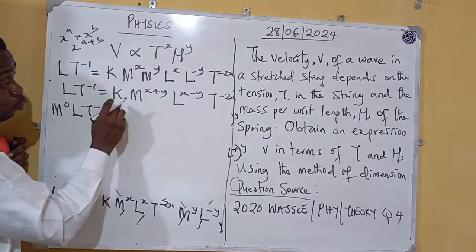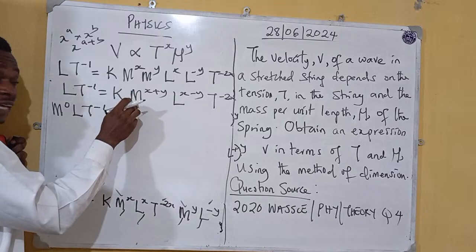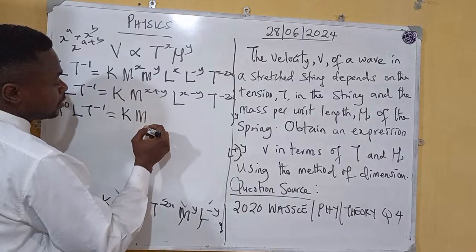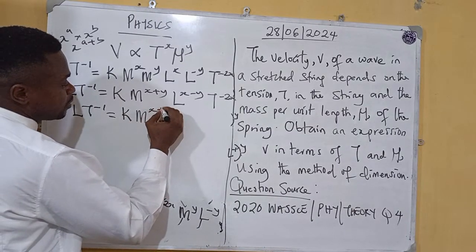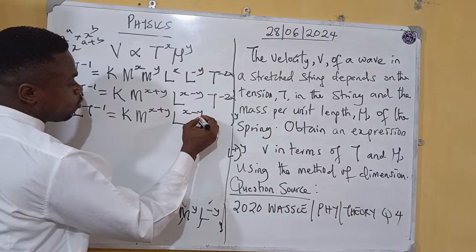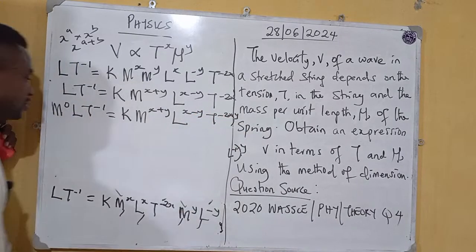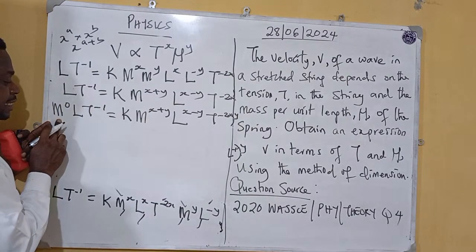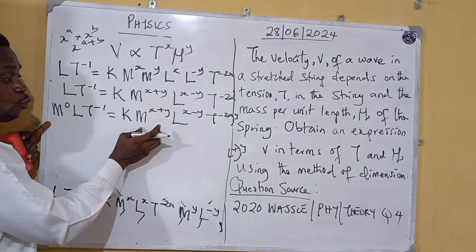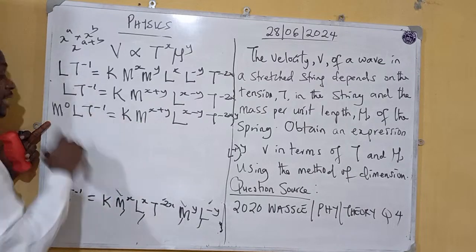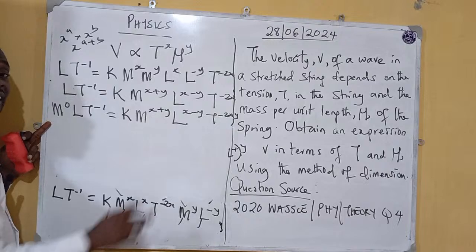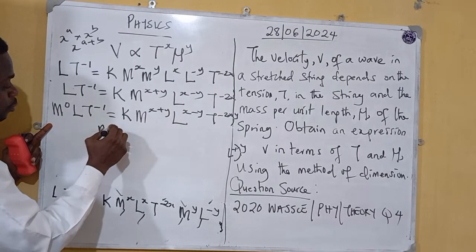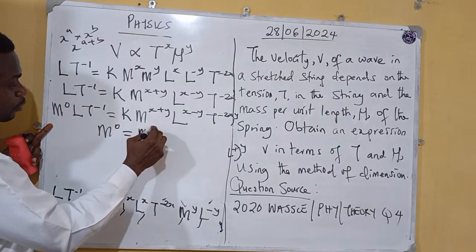So now I want to equate. We want to be able to just put M here, so everything here will complete there. So we have K times M raised to power X plus Y, L raised to power X minus Y, T raised to power minus 2x. So from law of indices, M raised to power 0 is here, M raised to power X plus Y is here. We can equate the two of them, cancel the base and get down the what? Powers. So let's do that. So what it means is that M raised to power 0 is equal to what? M raised to power X plus Y.